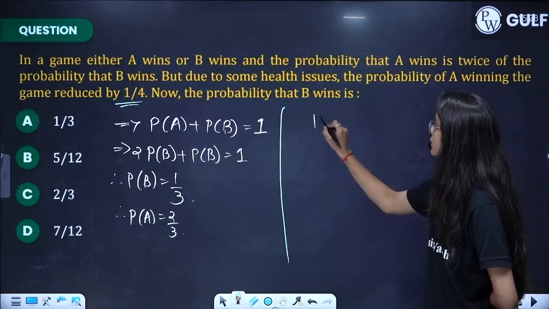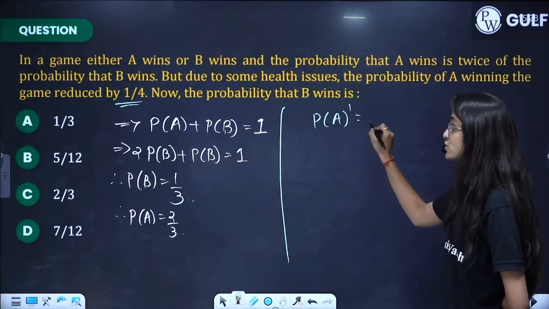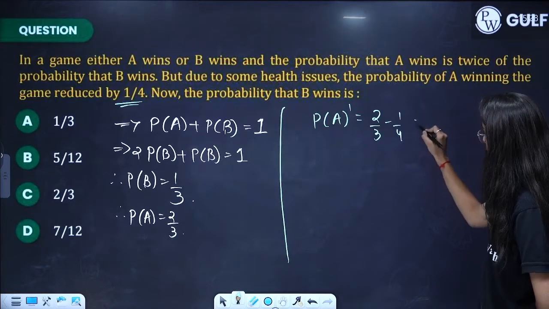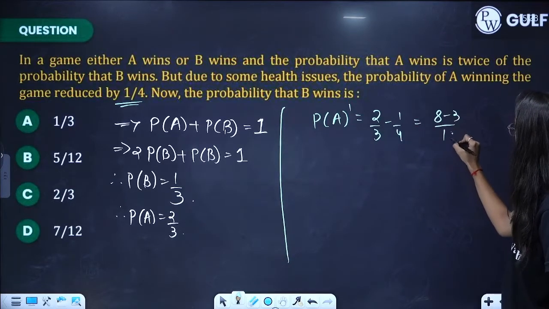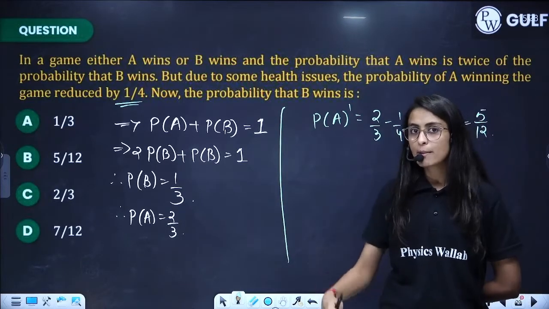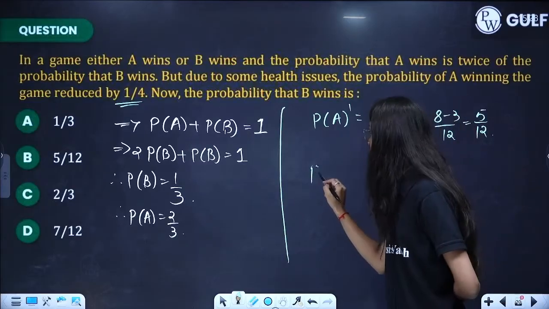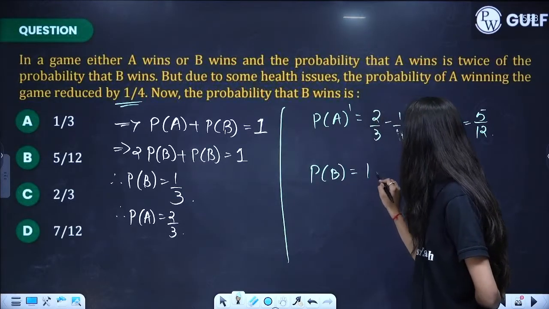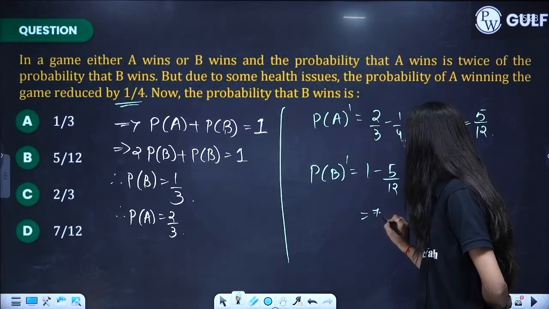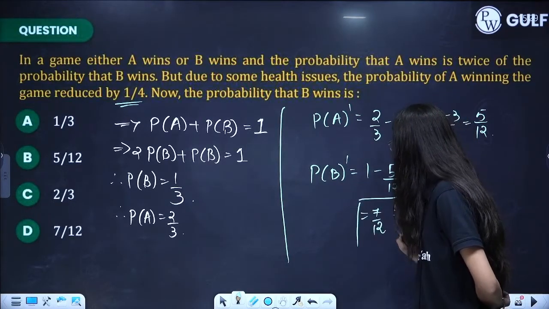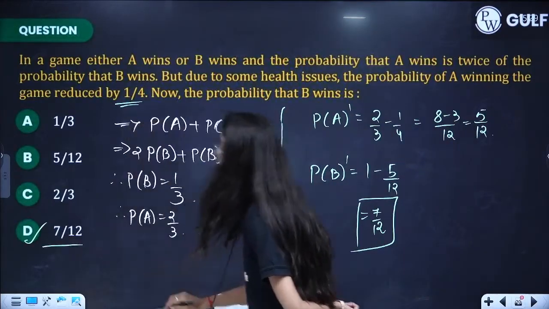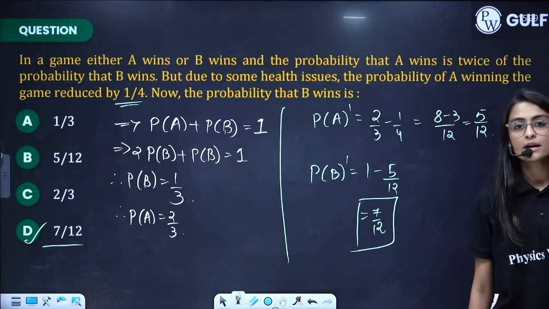So, P of A dash, your new probability, will be that is 5 by 12. Okay, so the new probability for A is equal to 5 by 12. So, probability of B will be 1 minus that, which will be 7 by 12. Okay, which satisfies your option D. Alright, moving to the next question.